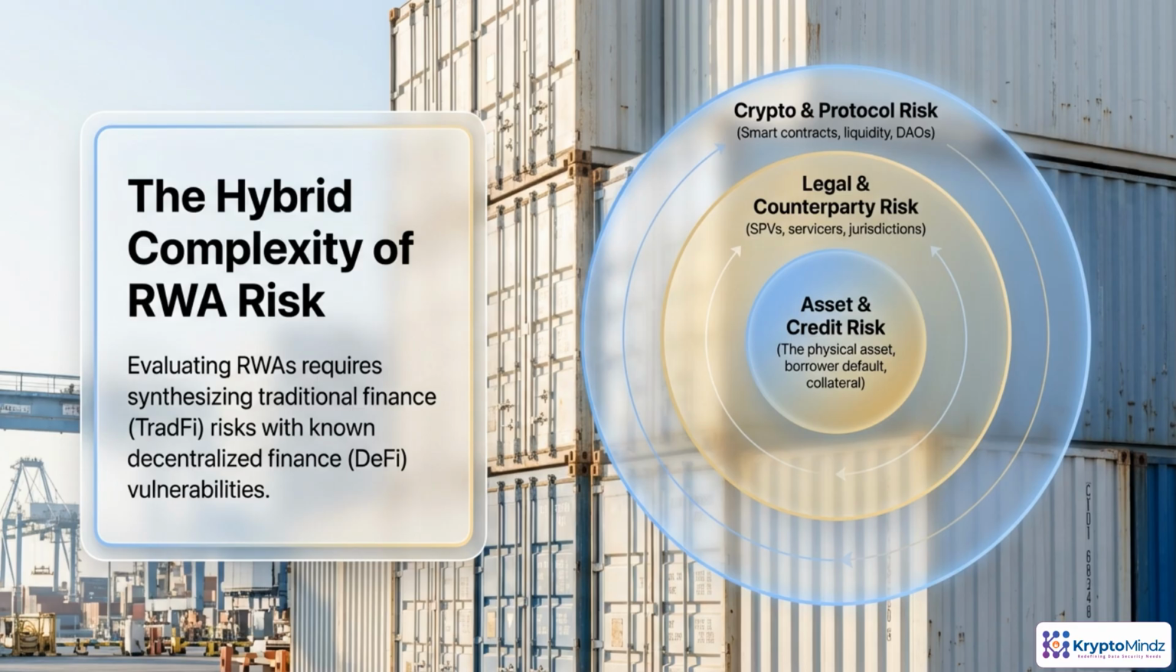Real-world assets combine two risk universes you already understand. At the core is traditional asset and credit risk. Can the borrower pay? And is the collateral real and valuable? Around that sits legal and counterparty risk from SPVs and service providers. On top of it all, you get the familiar crypto stack: smart contract bugs, liquidity shocks, and governance failures.